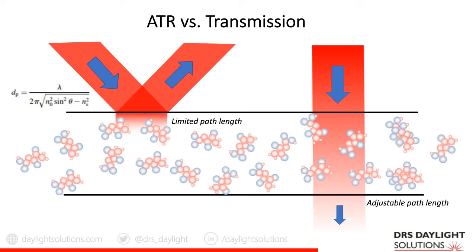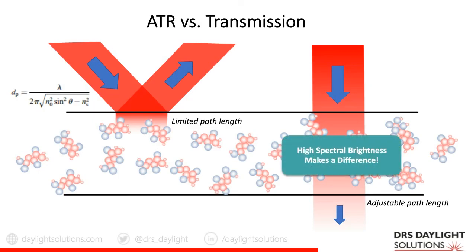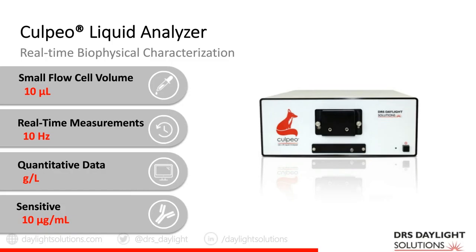Comparatively, to transmission studies with the QCL, the high spectral brightness punches through large columns of liquid, and therefore allows for transmission studies and also an adjustable path length to optimize your method based upon your needs. And therefore, the high spectral brightness really makes a difference in this case for allowing higher sensitivity and higher quality measurements to be conducted. So, in essence, we're talking about our Colpeo liquid analyzer.